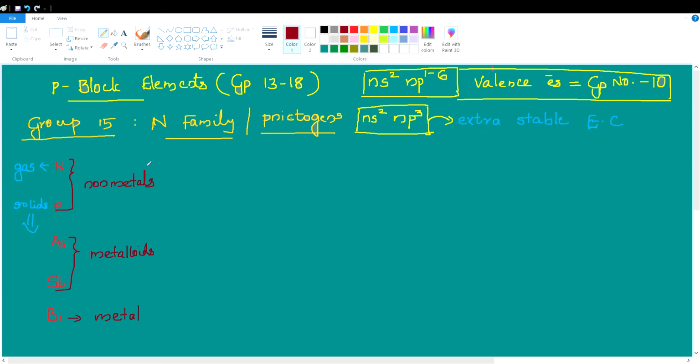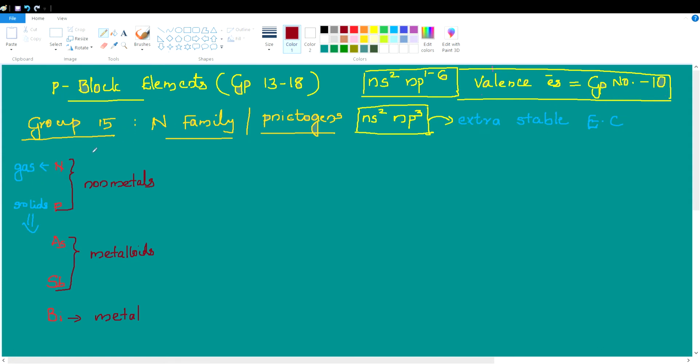Namaste students. Let us discuss P block elements. P block elements include the elements of group 13 to 18. General electronic configuration is ns2 np1 to 6. The number of valence electrons present in a P block element is easy to find, that is group number minus 10.